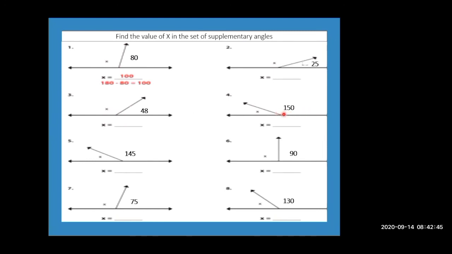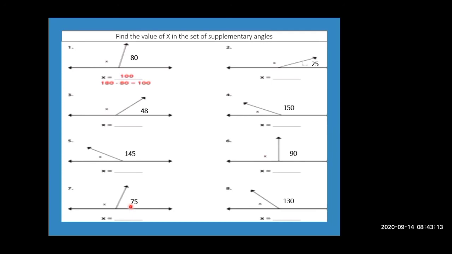150 degrees is given. So what will be the answer? 30. 180 minus 150 is equal to 30. Very good. Now 145 degrees is given. 180 minus 145 is equal to 35. Yes, 35 degrees. 90 degrees is given. What is the answer? 90 degrees. Yes, 90 degrees.